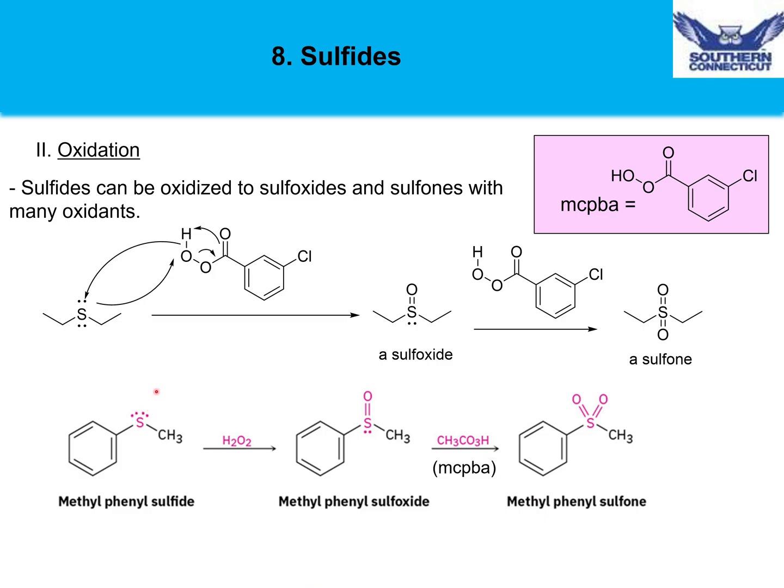Here's a second example with methylphenyl sulfide. If we use one equivalent of hydrogen peroxide, it will be oxidized into a sulfoxide. Further oxidation with a second equivalent of MCPBA or hydrogen peroxide will convert it into a sulfone.